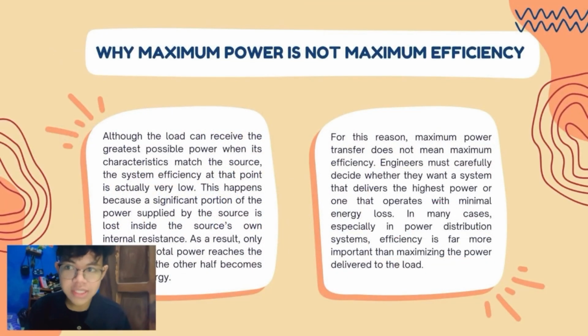Even though matching the load and source allows the load to receive maximum power, the system becomes less efficient. Half of the power is lost inside the source due to its internal resistance, and only half reaches the load. Therefore, maximum power does not mean maximum efficiency. Engineers must decide whether the goal is higher power delivery or better energy efficiency, depending on the application.